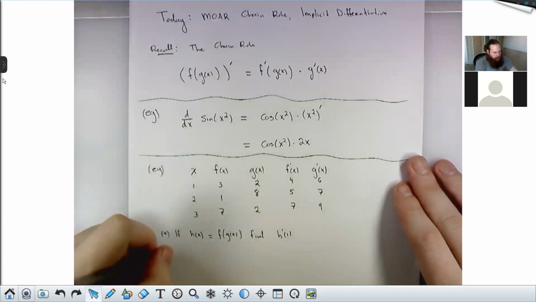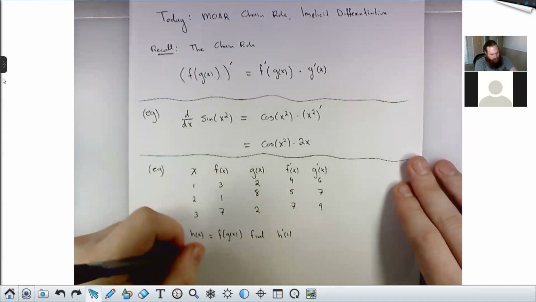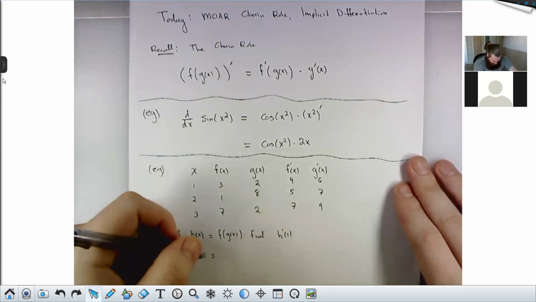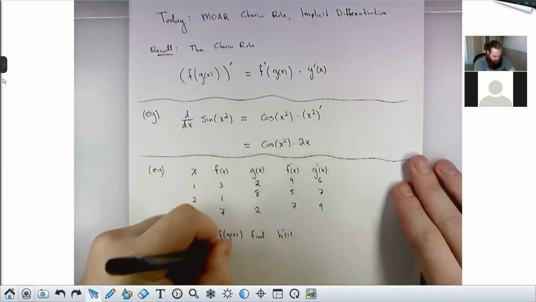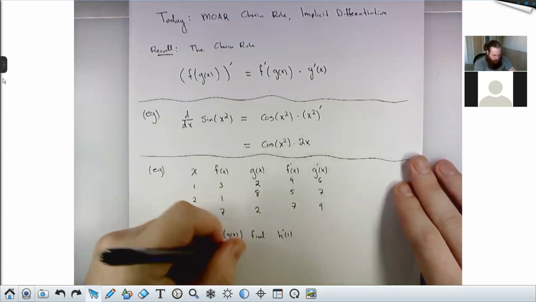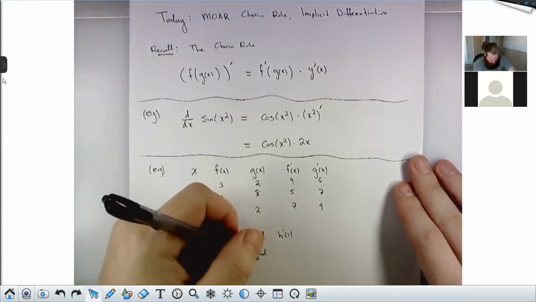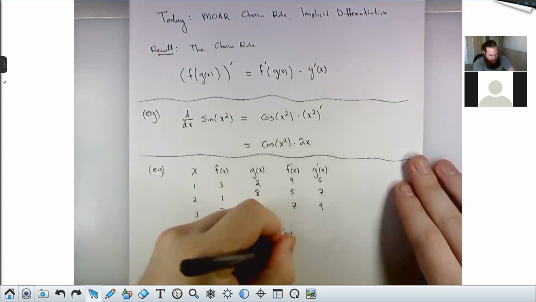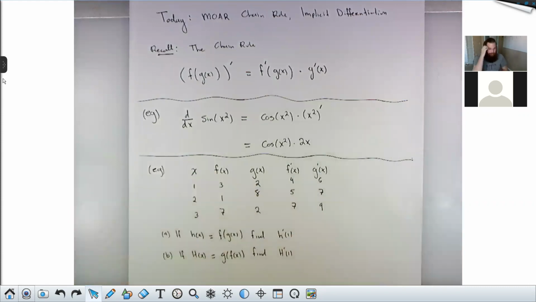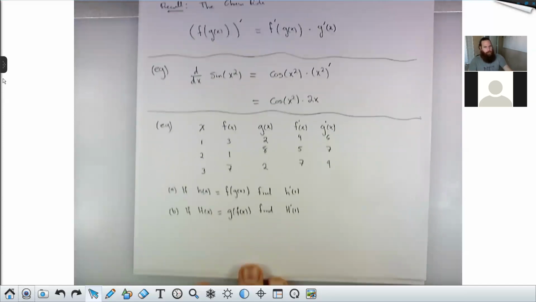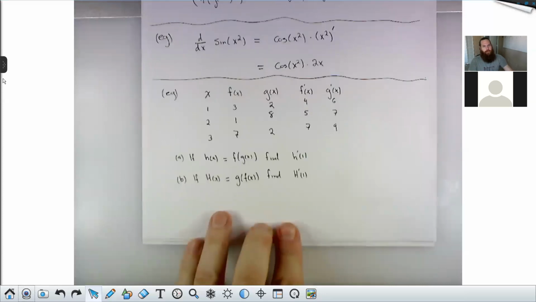And then in the second part, I'm asked if capital H of x is g of f of x, so composed in the other direction, find capital H primed of 1. So this is my task. And we have to work a little bit in the abstract here because of course I don't have formulas for f and g that I can just differentiate.